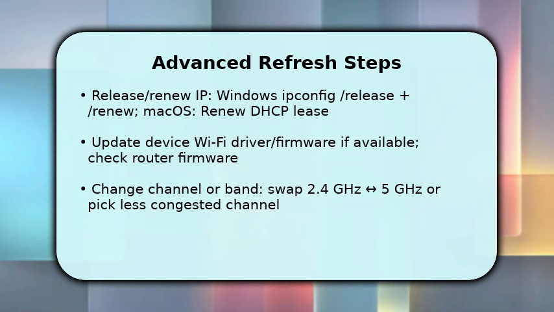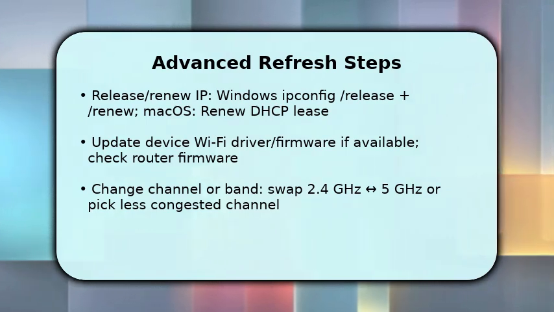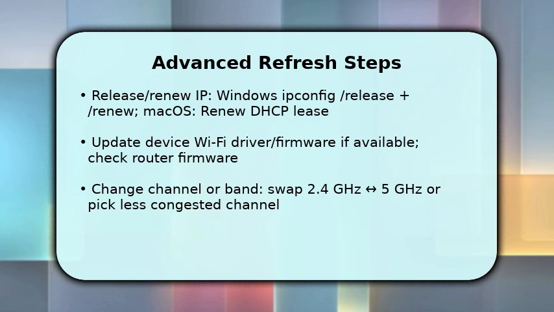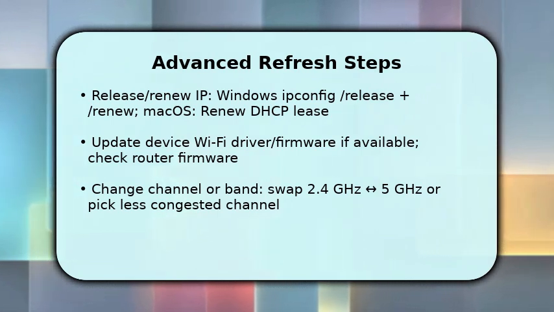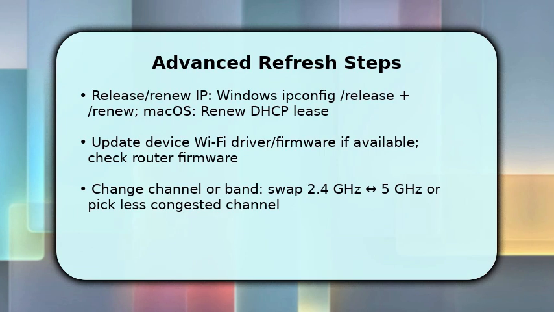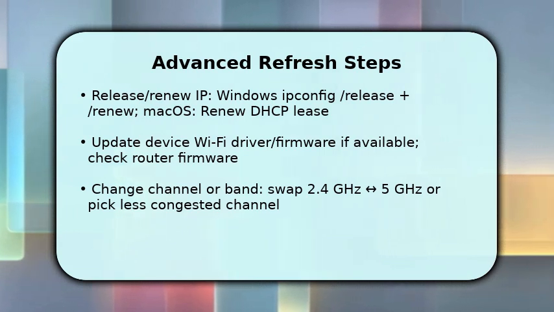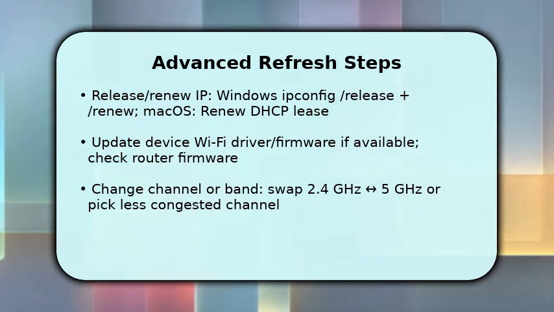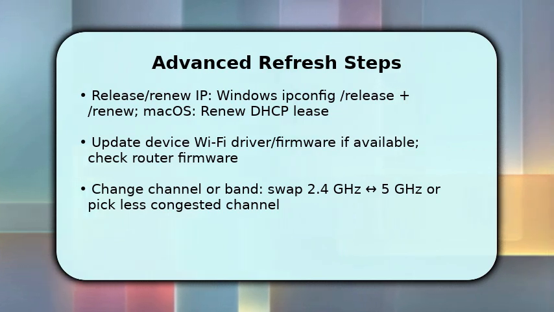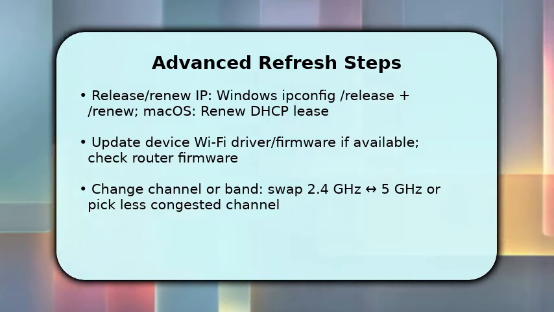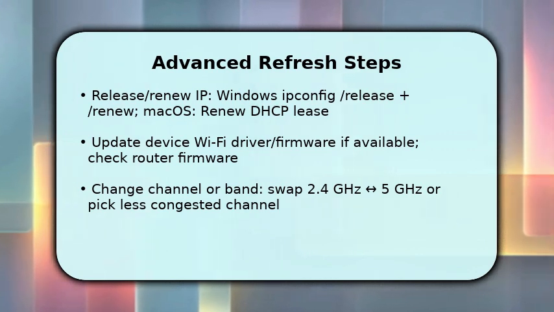You next dive into IP and driver-level fixes because they address persistent configuration issues. On your client, release and renew the IP to force a new DHCP lease. On Mac OS, use Renew DHCP Lease. Then check for and apply driver or firmware updates. Updated code fixes compatibility and security bugs.